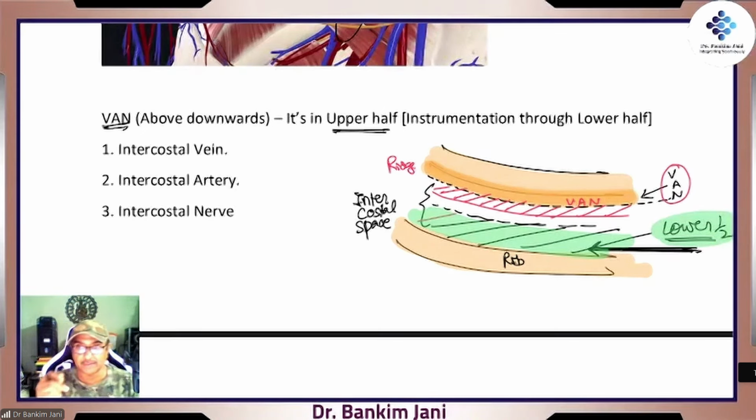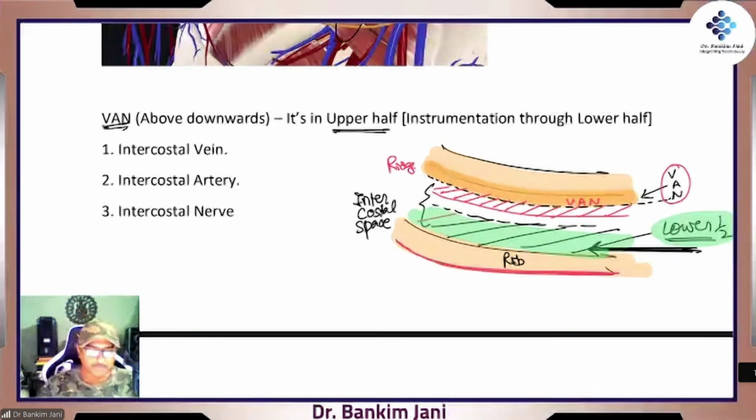Yes, in USMLE, they ask you such tricky questions. So read the question carefully. Are they talking about the upper part of the rib or the upper part of the intercostal space? Because the answer would totally change, right? The upper part of the rib is safe and the lower part of the intercostal space is safe. Because every rib, remember only one thing, its lower end has that ridge, that space, right? There is a space, and the bundle is in there.